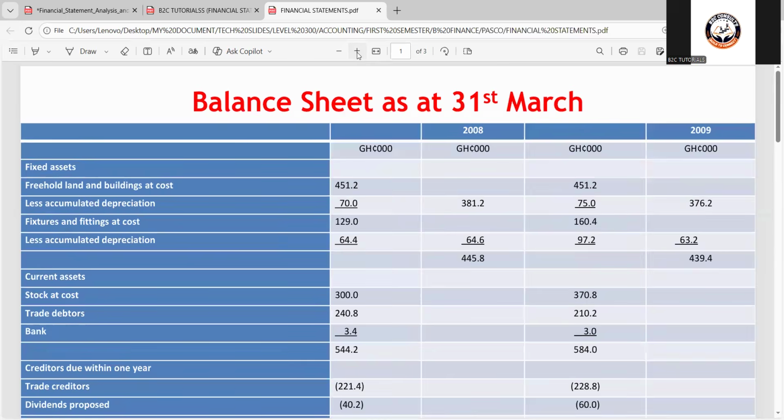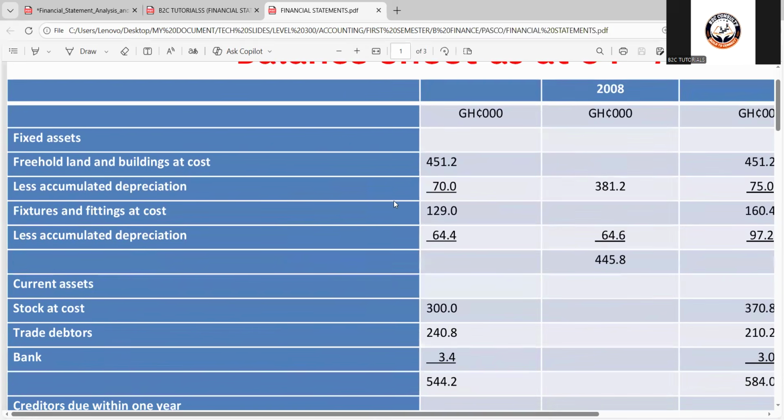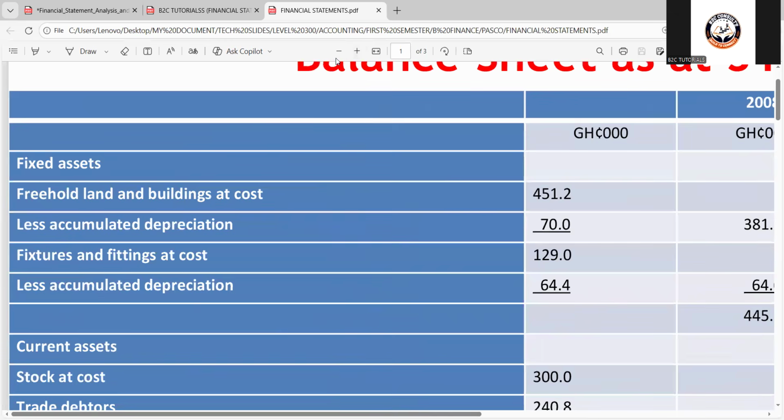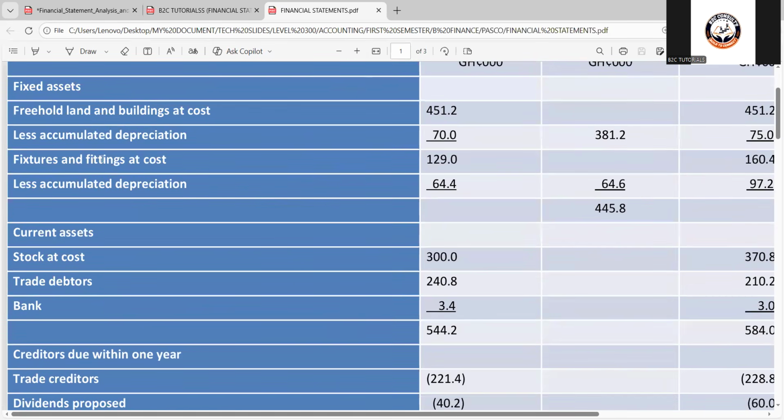So assuming this is the balance sheet that has been given to us for the year 2008, and we are supposed to analyze it. You realize that we have fixed assets and quite a number of items listed beneath it. We have current assets such as stock at cost, that is the closing stock, trade debtors, and bank. These are all current assets. When they sum them up, they had 544.2. That is your current assets.